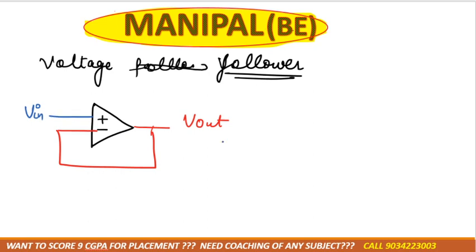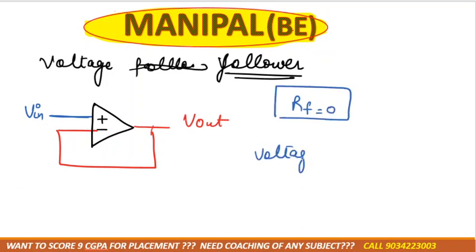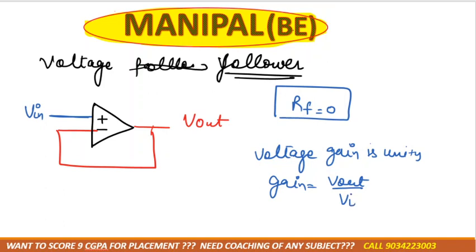So in this case it's a special case of non-inverting amplifier, as the voltage is connected with the positive terminal. The feedback resistance is equal to 0, and in this case voltage gain is unity. Why is it unity? Because as you know, gain is output voltage divided by input voltage, that is equal to 1. Output voltage is equal to input voltage in this case.